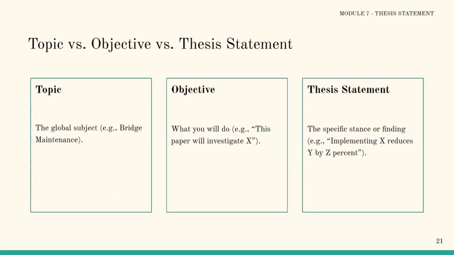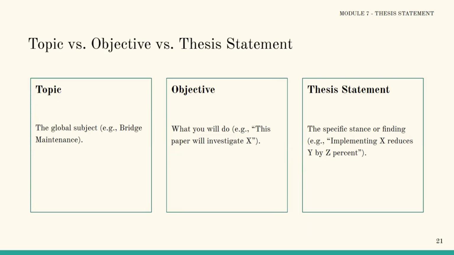So there are many similar terms, like there is a topic, there is objective, there is thesis statement. They all are different. They all are placed in the research proposal introduction. So to differentiate between them, the topic is the goal subject, like bridge maintenance or bridge retrofitting, or to find a better, more sustainable material, something like that. So this is a very broad subject, the global subject.